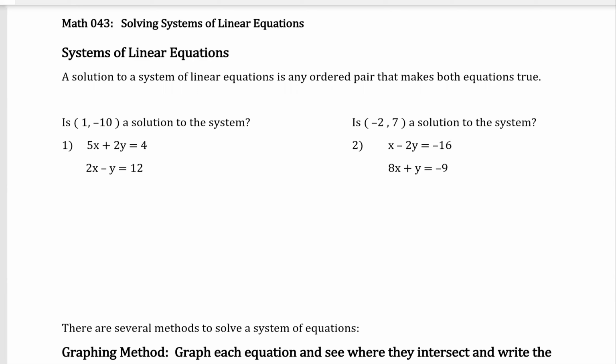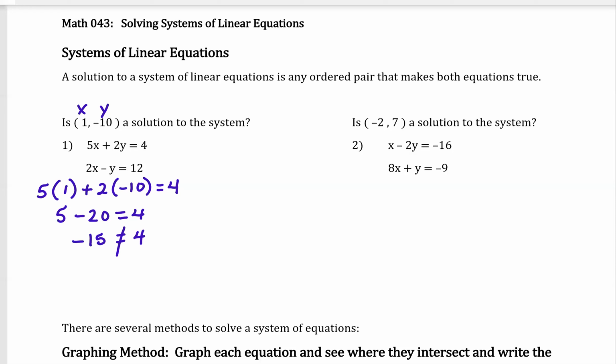But we will start off with example 1. Is (1, -10) a solution to the system? So we will substitute in 1 for x and -10 for y. If the ordered pair makes both equations true, then we will say yes. If one of the equations is not true, then the ordered pair is not a solution. And clearly we can see that -15 does not equal 4. Therefore, (1, -10) is not a solution.